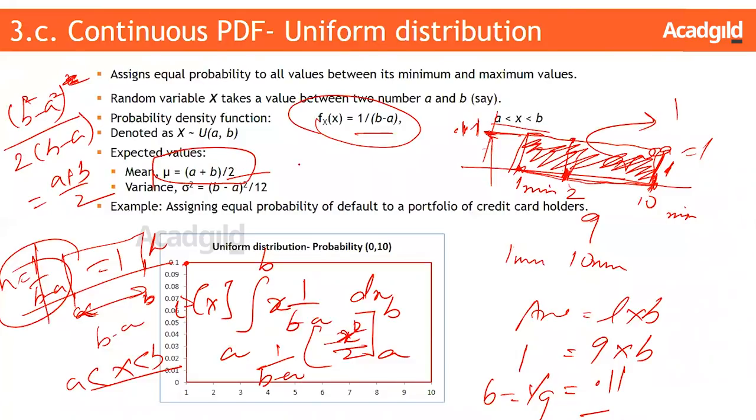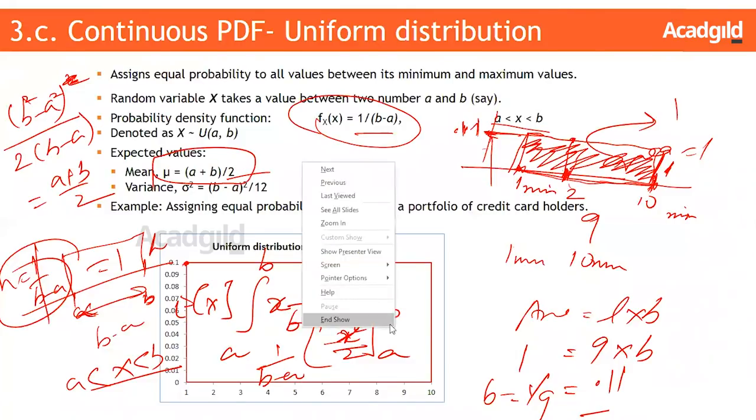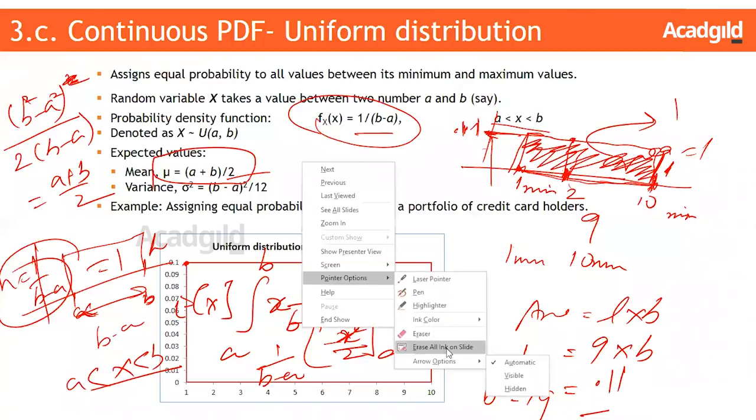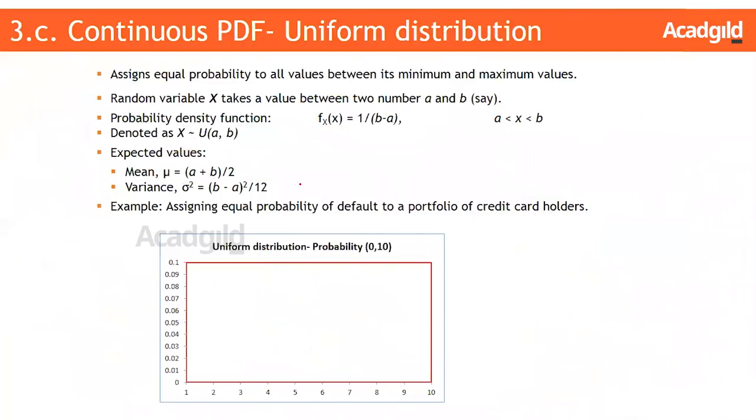To calculate the variance, we need to calculate the expected value of x square. How do I calculate the expected value of x square? Expected value of x square is the integral within the limits that this distribution exists, a to b, of x square times the probability density function of the distribution.